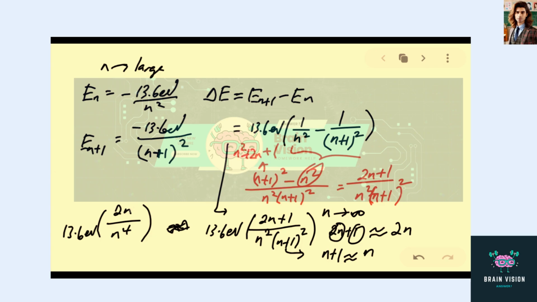Therefore, by cancelling out the power of n, we should get 2 over n to the power 3. So delta E, the energy difference, is proportional to 1 over n to the power of 3 as n becomes very large. And therefore, when n goes to a very large number, delta E becomes very small.